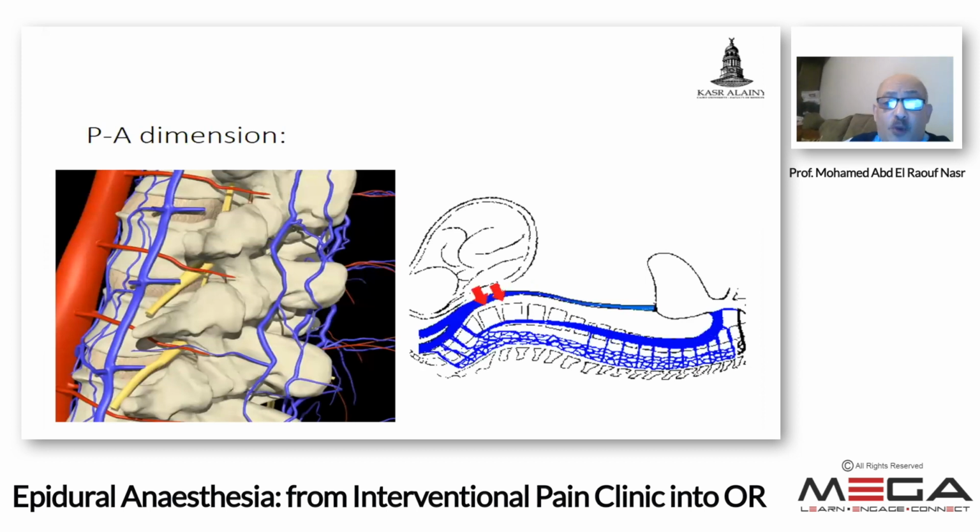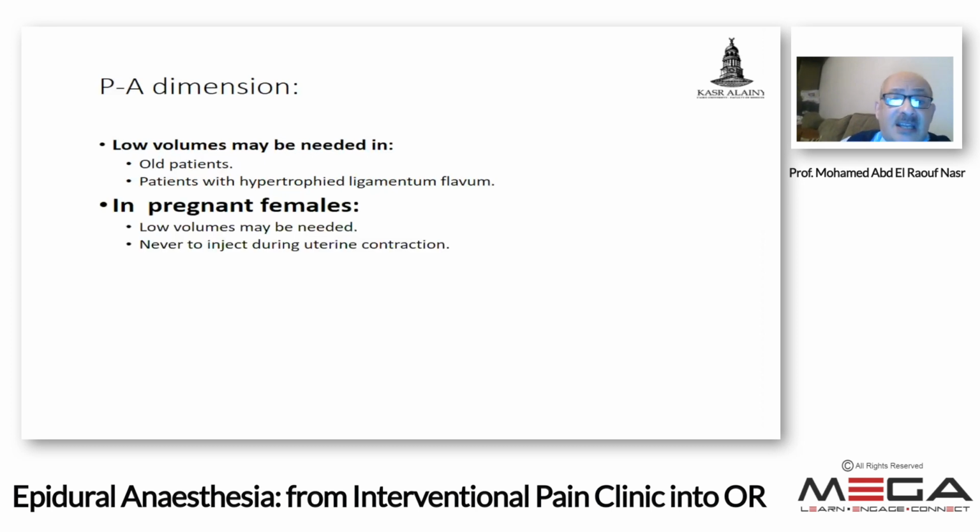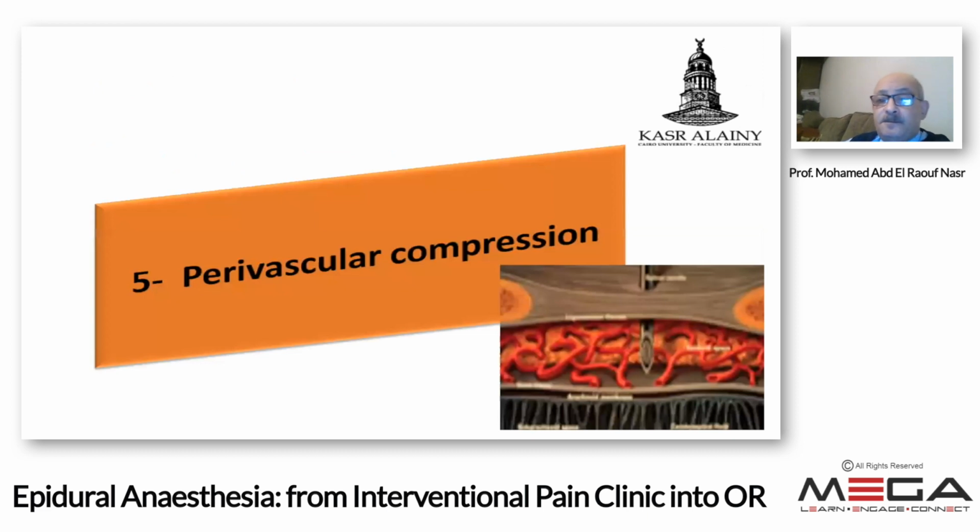especially during obstetrics, where there is a uterine contraction, compression on the inferior vena cava with engorgement of the veins. So for that purpose, we highly recommend using low volumes in all patients. And if you diagnose a hypertrophied ligamentum flavum, if MRI is done before operation, in pregnant females, we have also used low volumes, and we must never inject during uterine contraction, for avoidance of serious complications and a very high level.